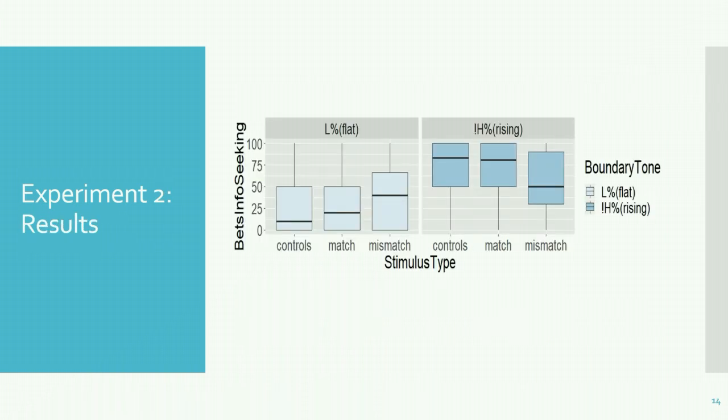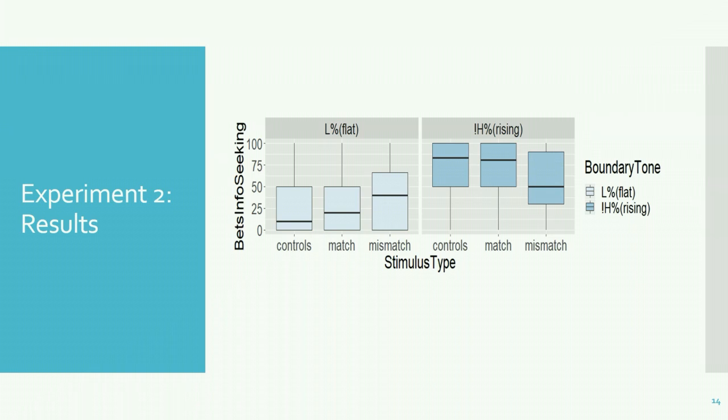Let's now look at the results. What we see is that rising tunes, so high boundary tones, led to higher bets for information-seeking follow-ups than low boundary tones. And this applies to controls. It also holds for matches and applies for mismatches. Now, if we look at what happens within the low boundary tone, we see that controls led to significantly lower bets than matches and mismatches, and we also see that matches led to significantly lower bets than mismatches.